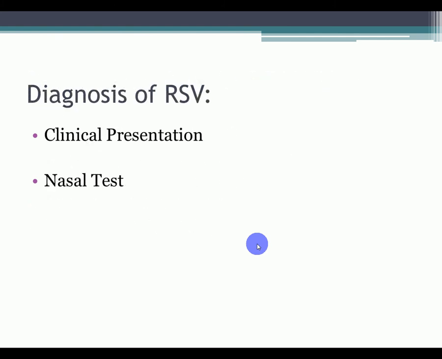Diagnosis of RSV, the clinical presentation: we're going to be doing what's called the nasal test. When you do the nasal test, you do need to have a crash cart available. It's not as bad since they started doing the nasal test, because they're actually just taking a swab in the nose, swabbing it really, really good, and sending that down to lab.